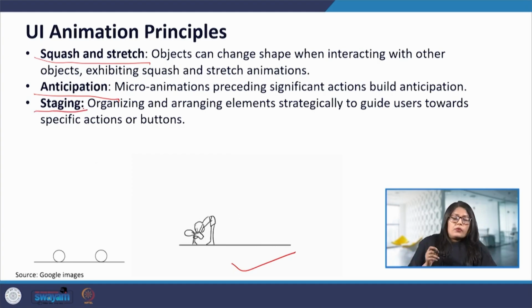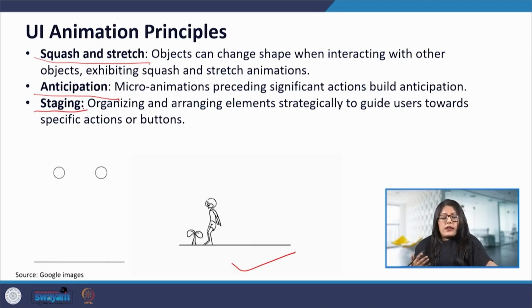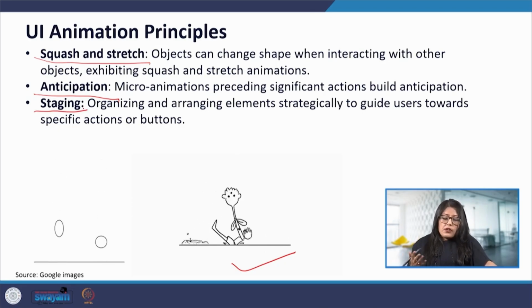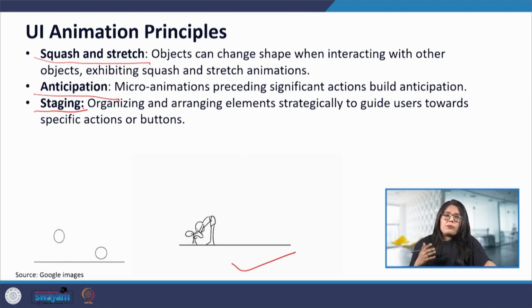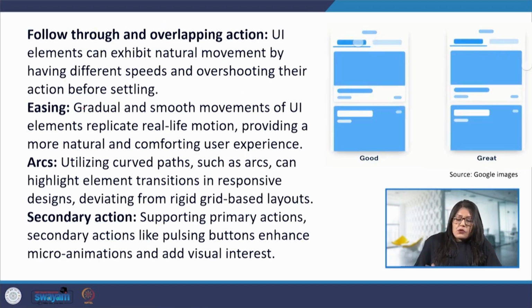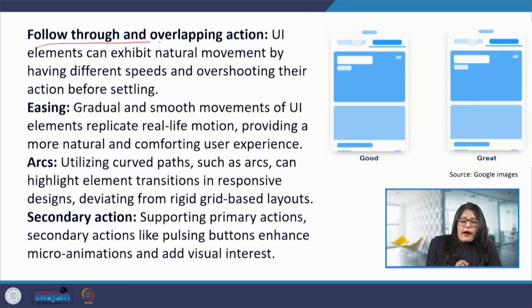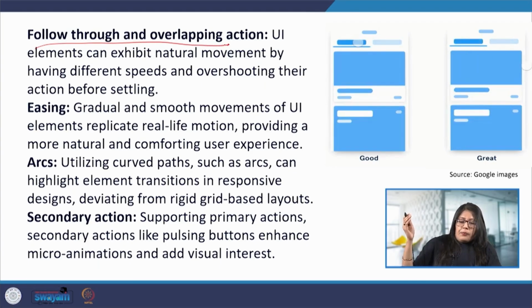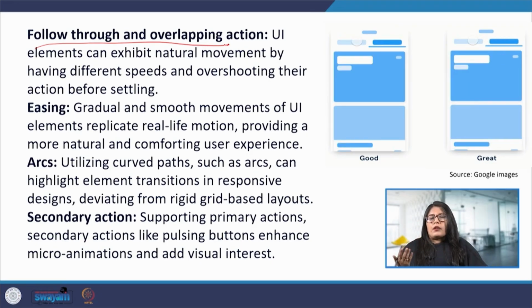Then staging is how we organize and arrange the elements strategically to guide the users towards specific actions or buttons. So, there is certain research which is also involved in this particular stage, and this is also another important principle of the UI animations. Now, there are some other types of actions like follow through and overlapping. So, the elements can show a natural movement by having different speeds and overshooting their action before settling down.